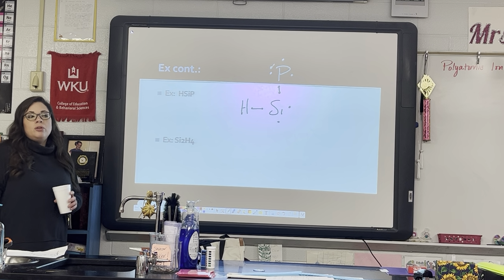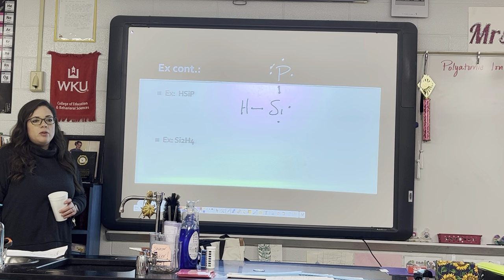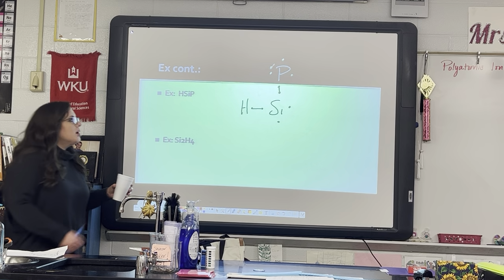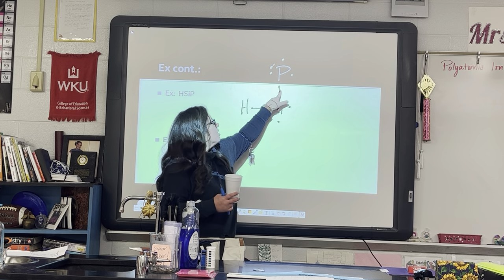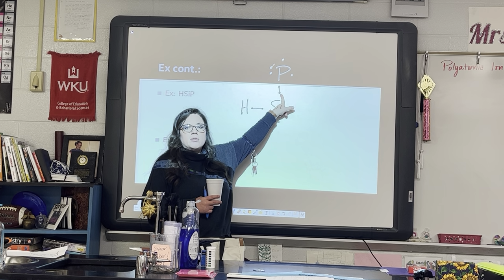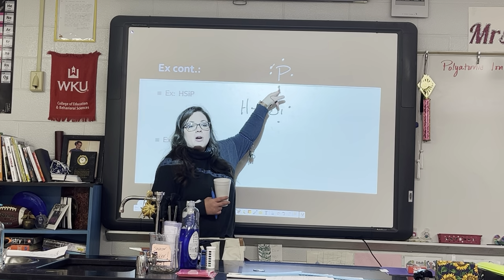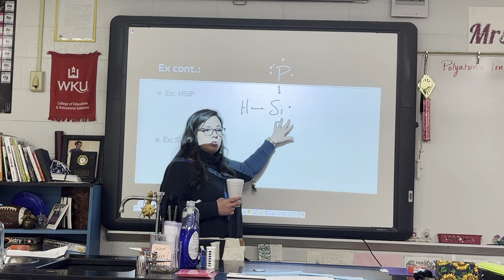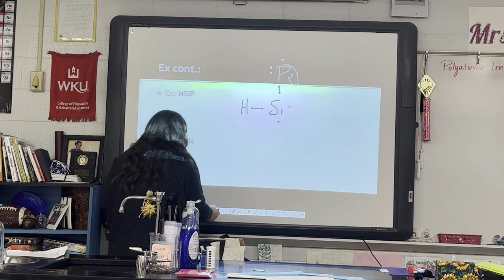So I have two leftover ones on phosphorus, two leftover ones on silicon. What can I do? Connect them, right? Can I bring these two to these two? And when I do that, what type of bond am I going to form right here between phosphorus and silicon? Double. Not double, because I already have one. Triple, right? Because I have one, and then I'm going to make another, and then I'm going to make another. So it'd be a triple bond. So I'm going to bring these two and these two. I know you can't see that line there.